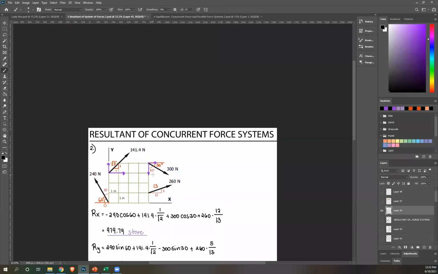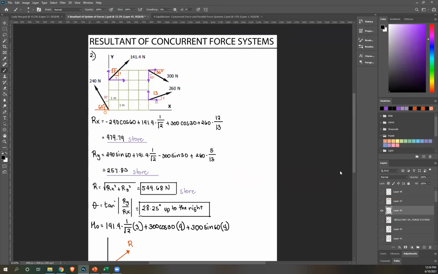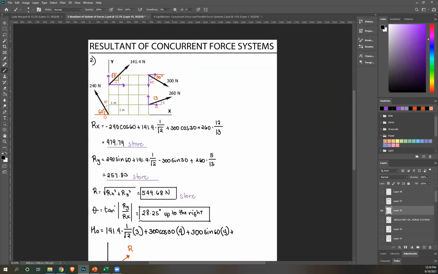Once again, there's no way for one of the components to pass through O. This doesn't land on an intersection of the square. So I can't do that. So I'm going to do this instead. Varignon's theorem. Let's start with X, rotate about O, clockwise, so positive 260. Get the horizontal component, so that's 12 over 13.